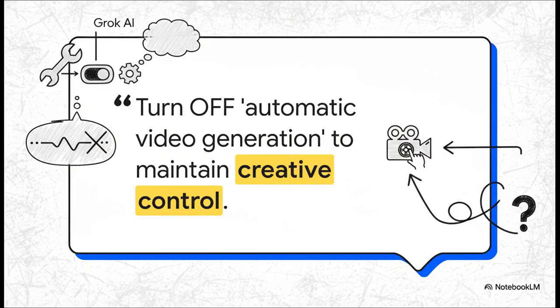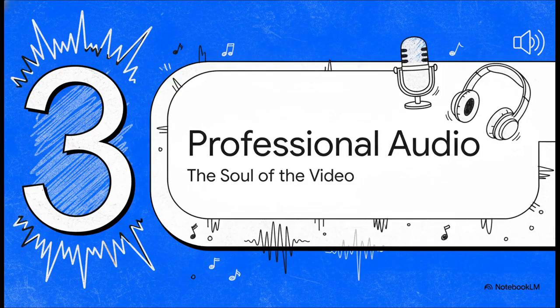Okay, listen up, because this is a super important pro tip. When you're in Grok AI, ready to turn those images into video clips, you have to do one thing first. Go into the settings and turn off automatic video generation. Why? Because if you leave it on, the AI is going to start making its own creative choices. By turning it off, you're telling it to follow your specific prompts, which gives you full creative control over the final animation.